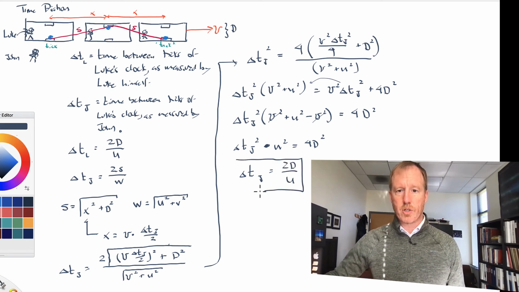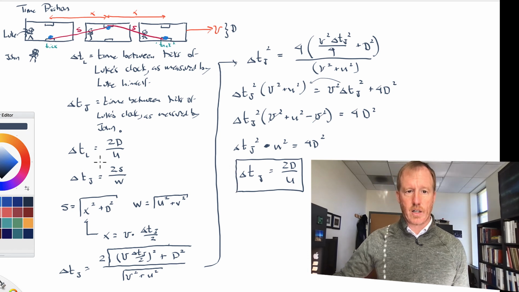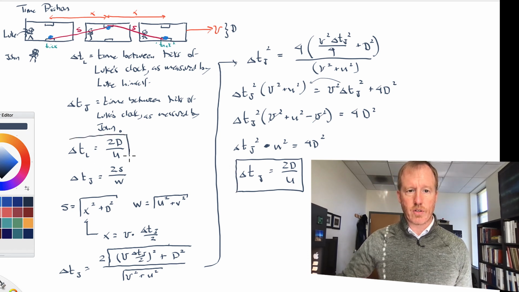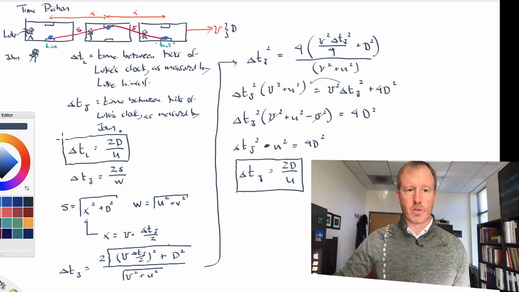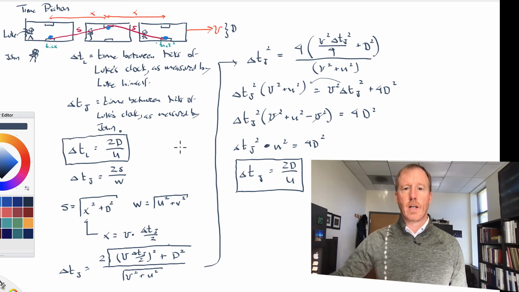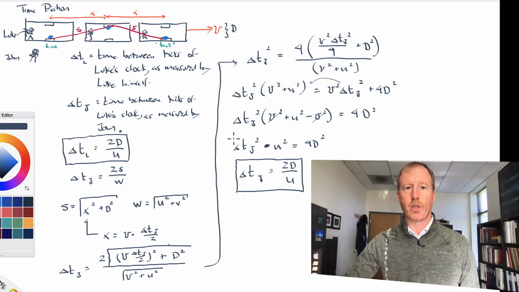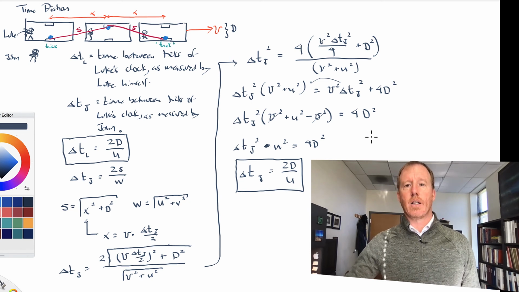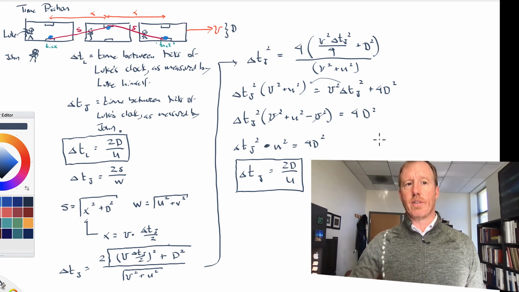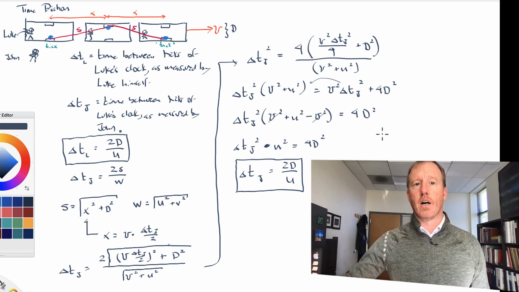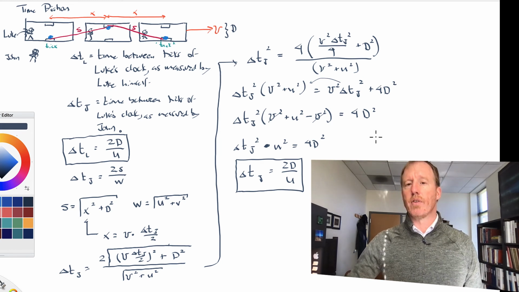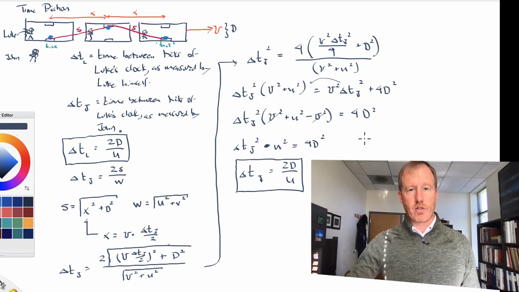So the time between ticks of John's clock, notice that's exactly the same as the time between ticks of Luke's clock. That kind of makes sense to us because we're used to the idea that the rate of ticking does not depend on the speed of this clock. So we've assumed that all of our understanding has been unchanged by the fact that this ship is moving.